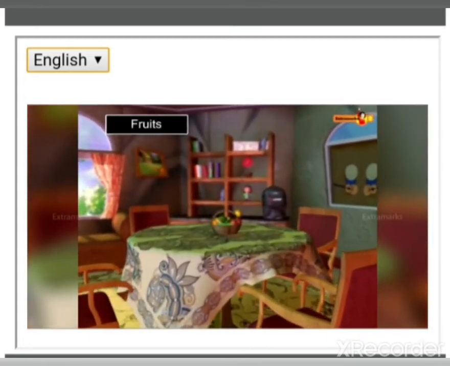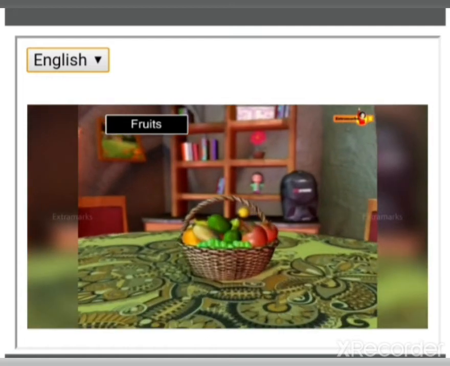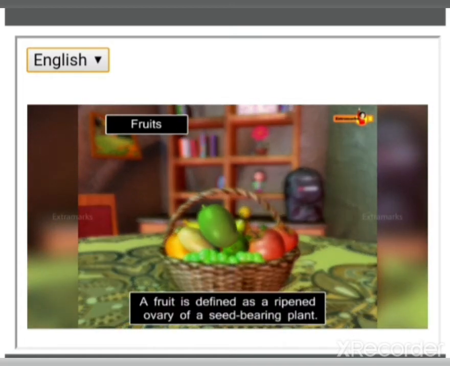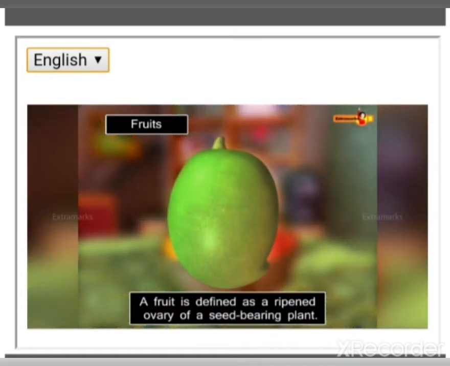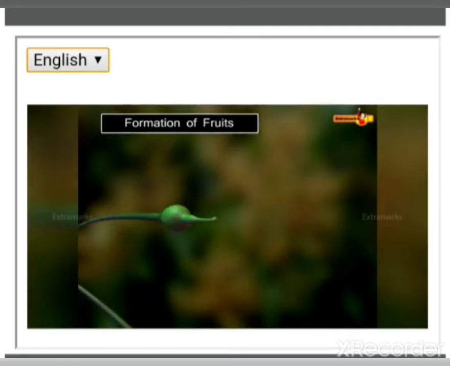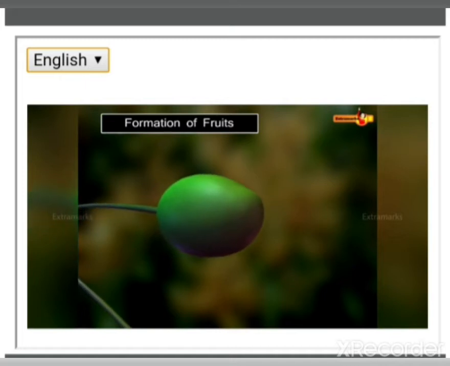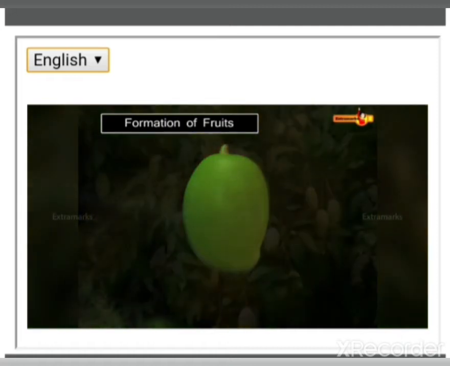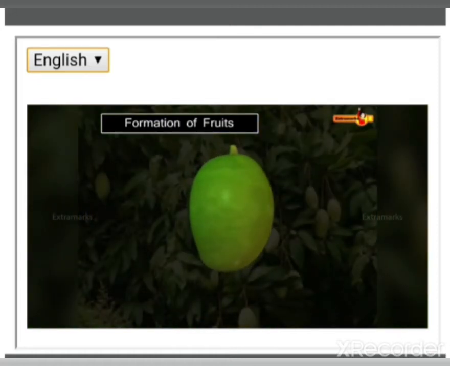Fruits are a source of food for us and important parts for the plant. A fruit is defined as the ripened ovary of a seed-bearing plant. After fertilization, the ovary develops into a fruit and other parts of the flower fall off. As the ovule begins to develop into a seed, the ovary wall matures into a fruit wall or a pericarp. A fruit becomes sweeter, less green, and softer as it ripens.